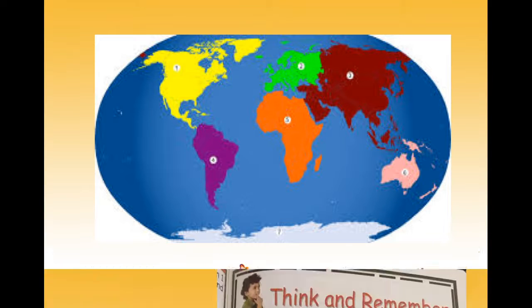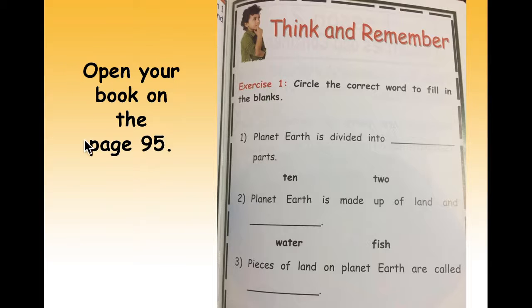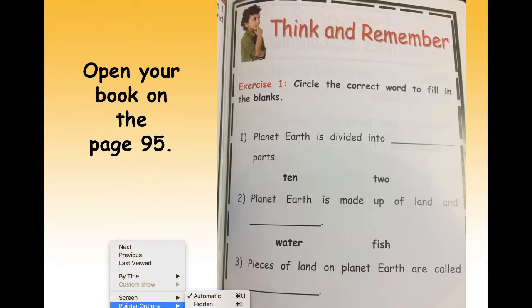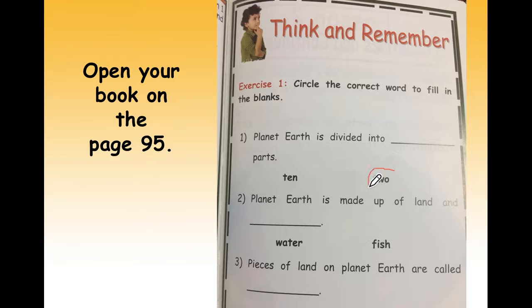Very good. If you understand this lesson, we can solve page 95 in your social studies textbook. Let's do it. Planet Earth is divided into blank parts. Planet Earth is divided into how many parts? 10 parts or 2 parts? The correct answer will be 2. 2 parts. Let's circle 2 and write it up here on the line. We know that planet Earth is divided into land and water. 2 parts. How many? 2. Very good.